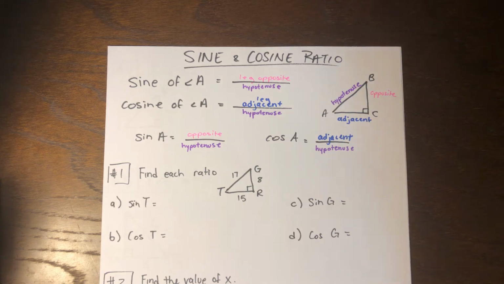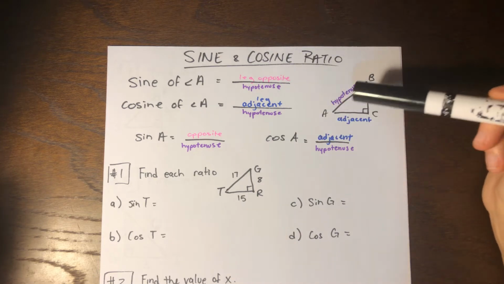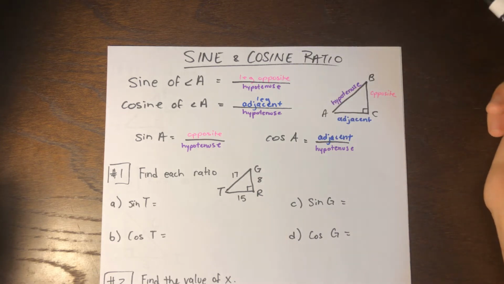Okay, so for this video, we're going to be doing sine and cosine ratio. Last time we did tangent, and tangent was opposite over adjacent. Both of these are going to be over the hypotenuse, so now we're going to be using the diagonal measurement.